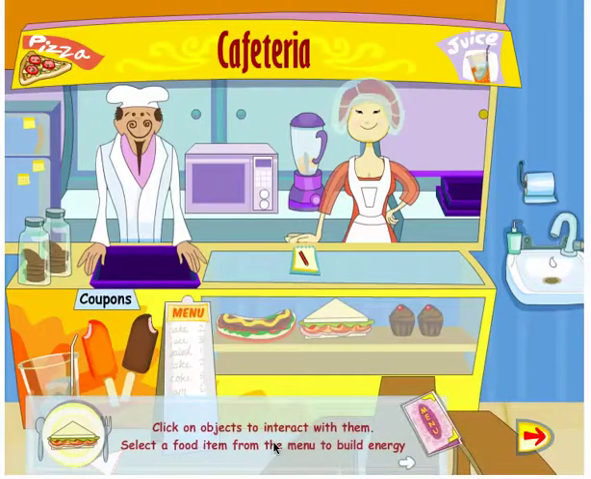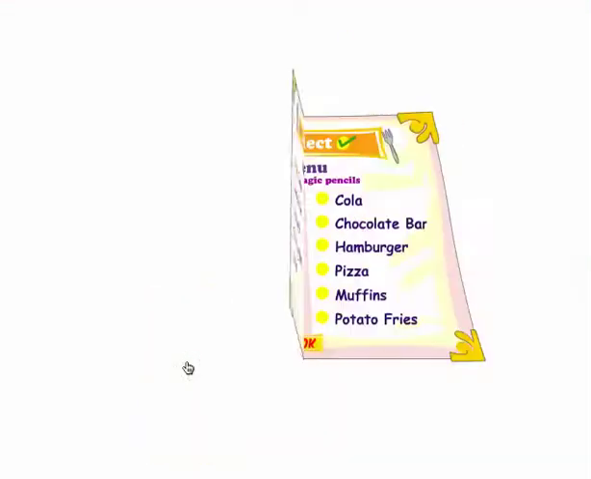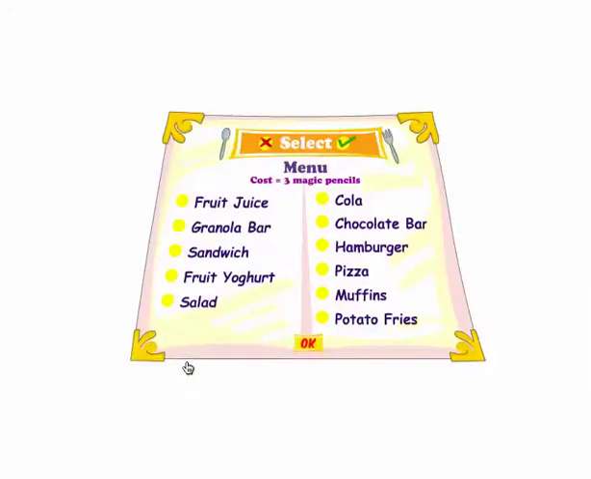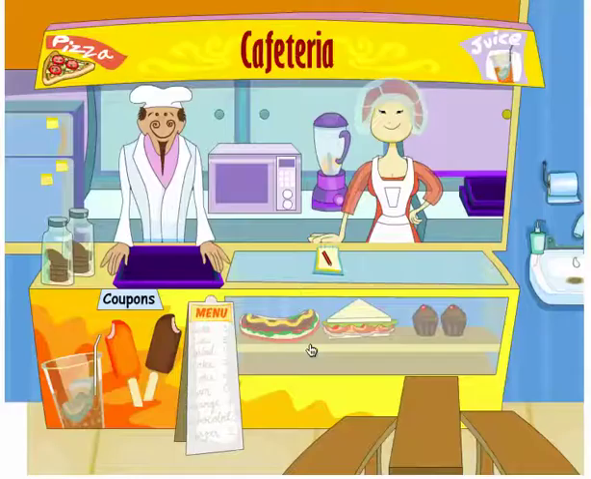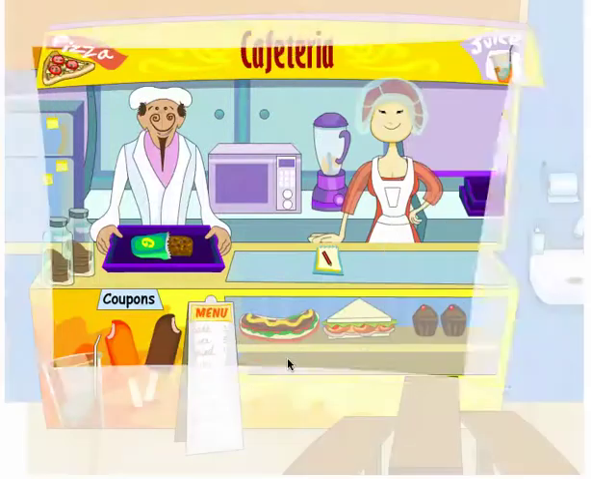It says click on objects to interact with them. Select a food item from the menu to build energy. So I click the menu and I see what I can get from the cafeteria by clicking the menu. So I want to get something healthy. It cost me 3 magic pencils, but it's worth it. Let's go with a granola bar. I click OK. Order up a granola bar. 100% energy gained. So I click the back button.